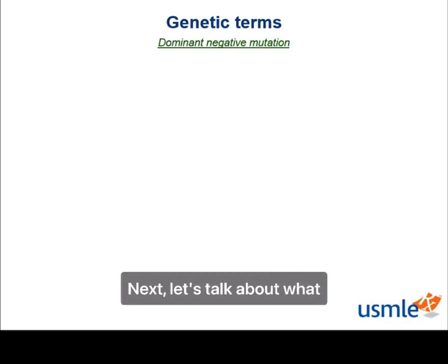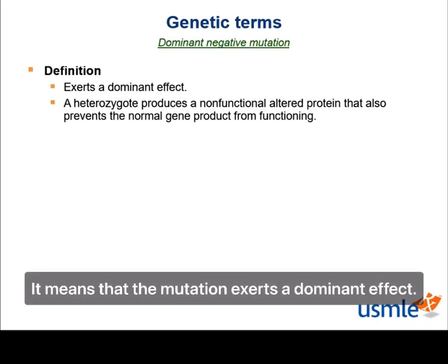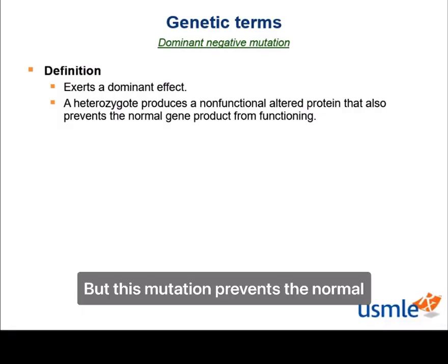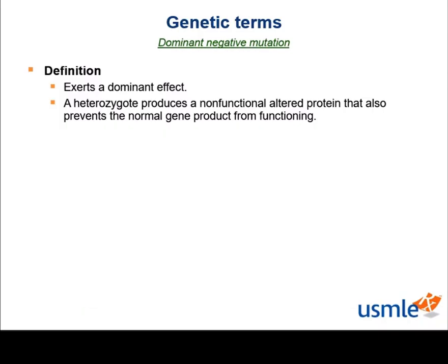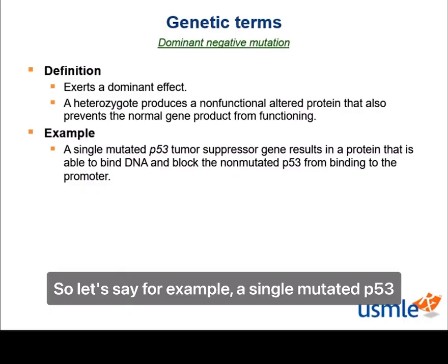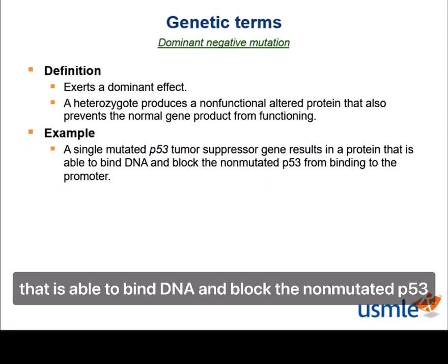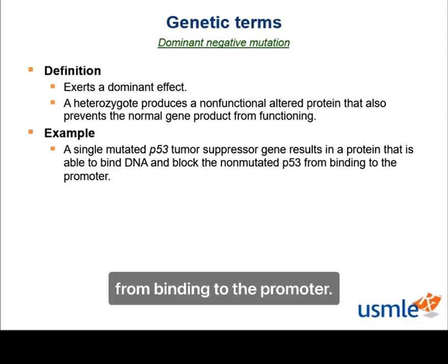Next, let's talk about what a dominant negative mutation means. It means that the mutation exerts a dominant effect. So a heterozygote produces a non-functional altered protein, but this mutation prevents the normal gene product from functioning. So let's say, for example, a single mutated p53 tumor suppressor gene will result in a protein that is able to bind DNA and block the non-mutated p53 from binding to the promoter.